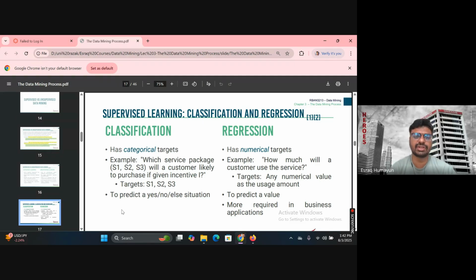Difference between classification and regression: classification has categorical targets. We have seen it. Which service package S1, S2, S3 will a customer likely purchase, or predicting yes, no. I have given you the example already. And regression has numerical values. I have told you about temperature, flat price, how much a customer will use the service, a target of any numerical value such as the usage amount, to predict a value. Regression is more required in business applications because if you work in a real estate company or in a hotel, you must need this. Clear? Everyone clear?